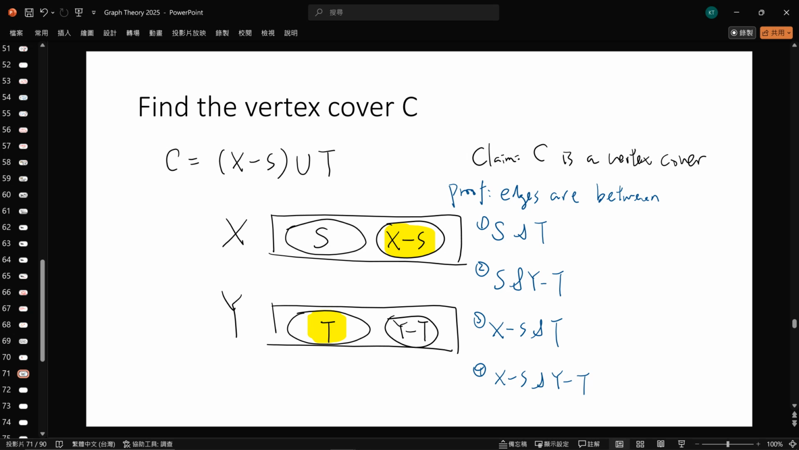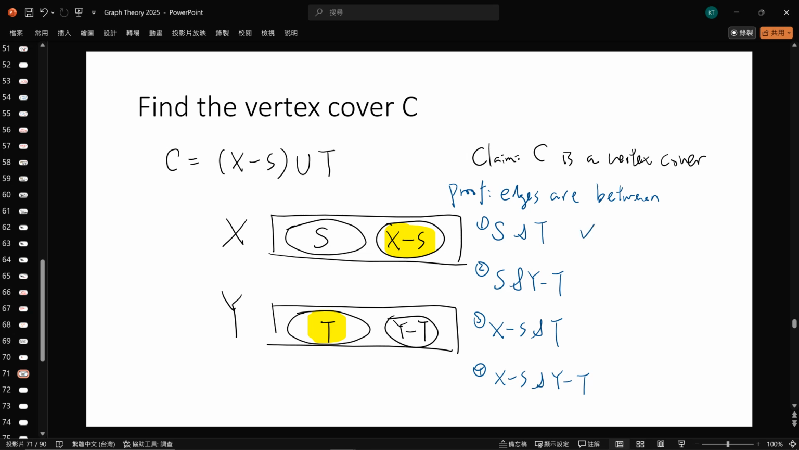So the first set is between S and T. Can we cover an edge between S and T by this set C? Yes, because we've chosen all the vertices in T, so we can cover the edges between S and T.